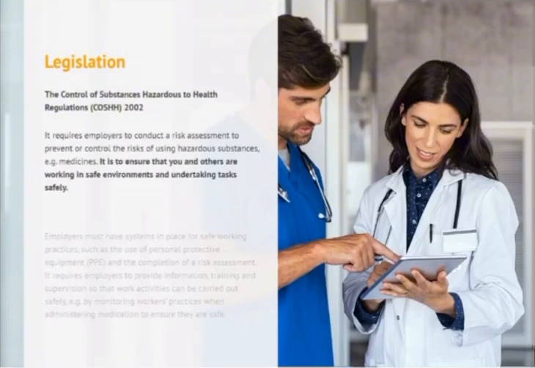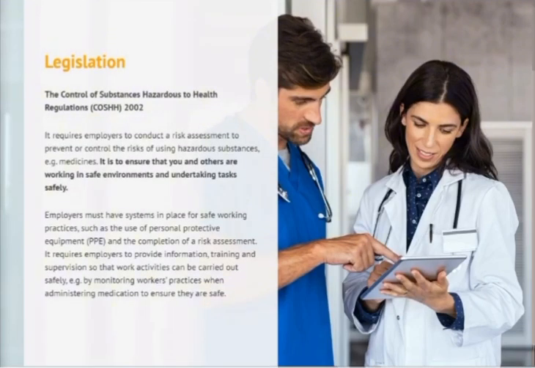The Control of Substances Hazardous to Health Regulations, COSHH, 2002. It requires employers to conduct a risk assessment to prevent or control the risks of using hazardous substances, for example, medicines. It is to ensure that you and others are working in safe environments and undertaking tasks safely. Employers must have systems in place for safe working practices, such as the use of personal protective equipment, PPE, and the completion of a risk assessment.